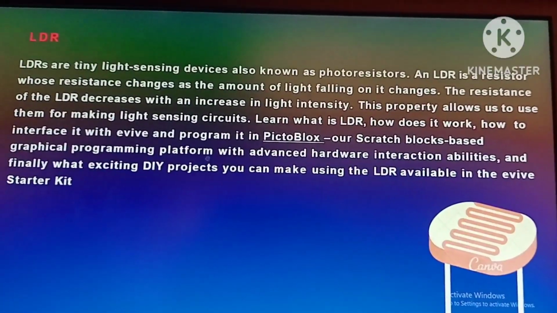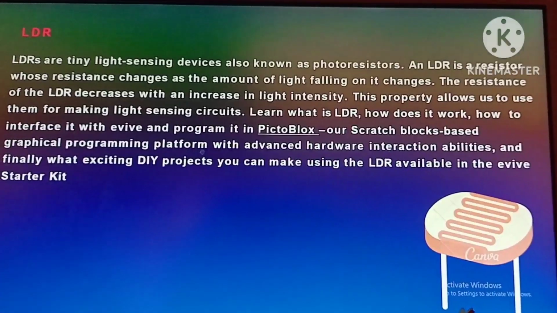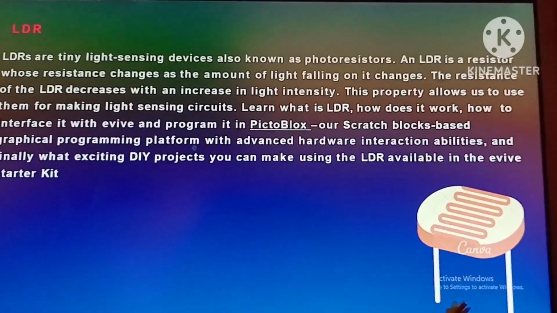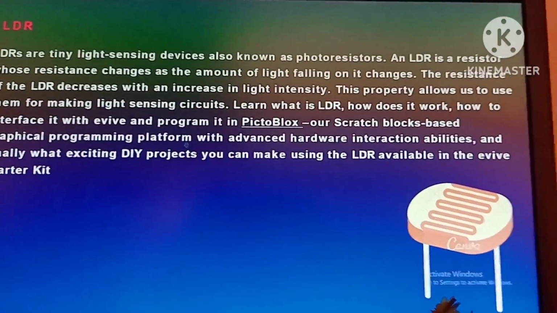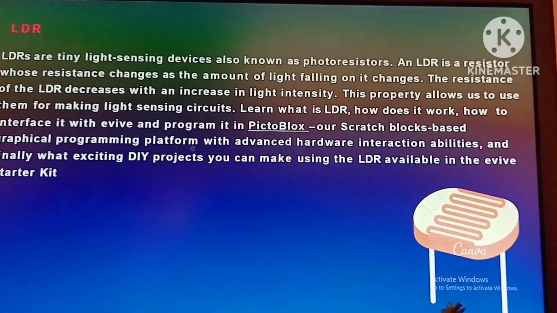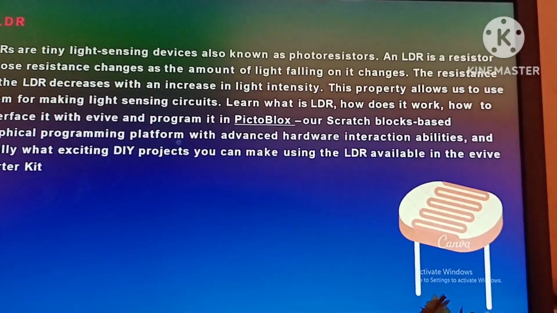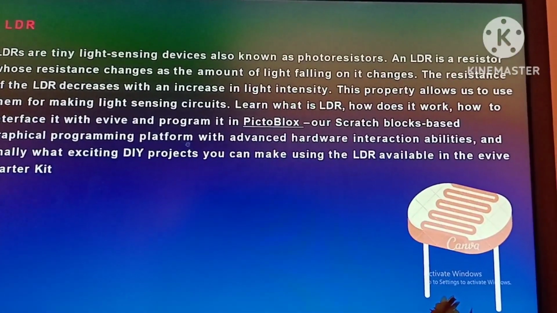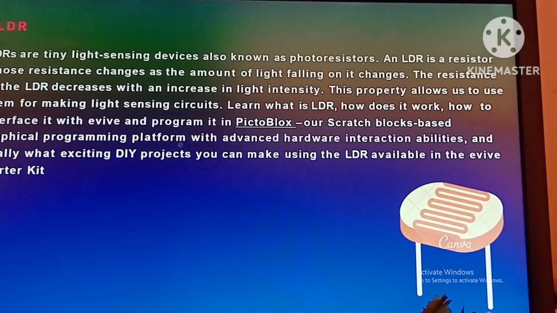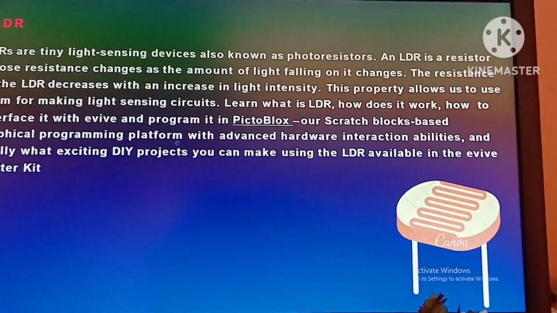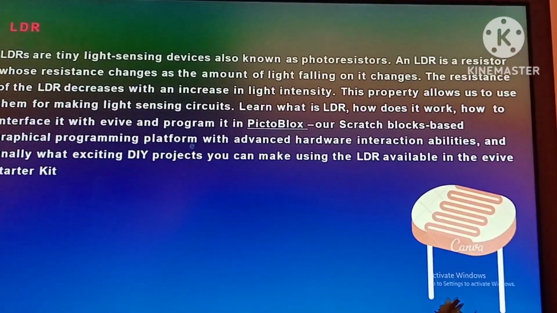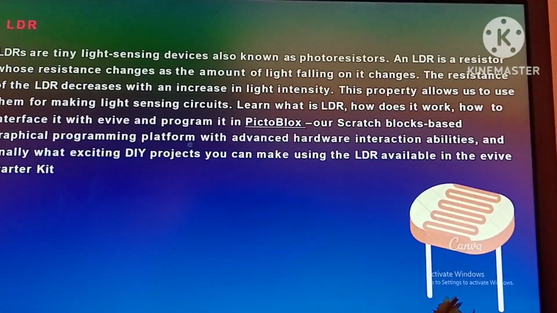What is LDR? LDR is a thin light sensing device, also known as a phototransistor. An LDR is a sensor whose resistance changes as the amount of light falling on it changes. The resistance of the LDR decreases with an increase in light intensity. This property allows us to use them for making a light sensing circuit.